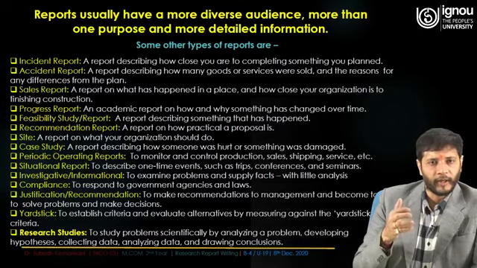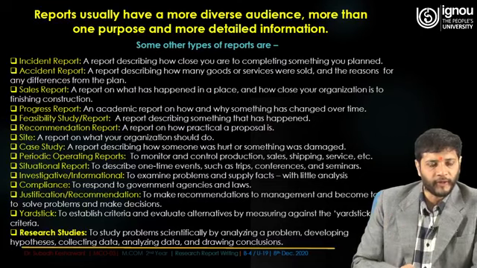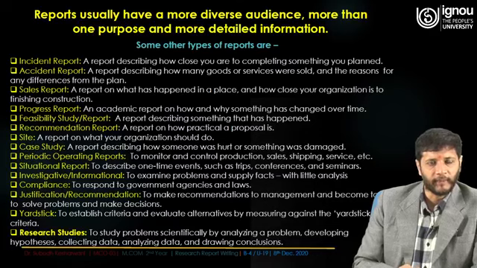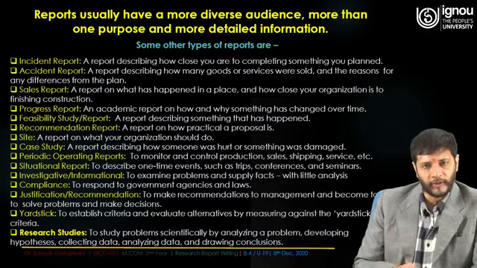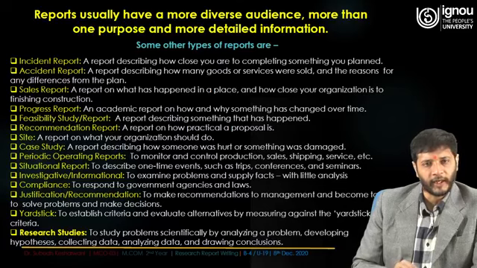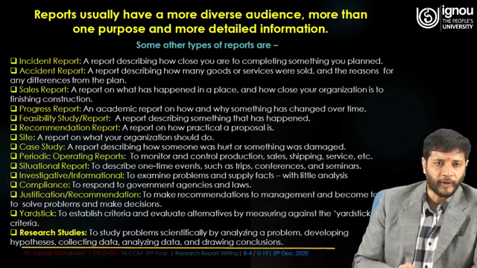If we talk about the types of report, apart from what we have discussed in our preceding slides, incident reports are there, a report describing how close you are to completing something you have planned. And when you talk about the accident report, a report describing how many goods or services were sold and the reason for any difference from the plan. And there are sales reports also, a report on what has happened in a place and how close your organization is to finishing the construction or achieving the particular task. And the progress report is there, an academic report on how and why something has changed over time. This would be under the ambit of the progress report.